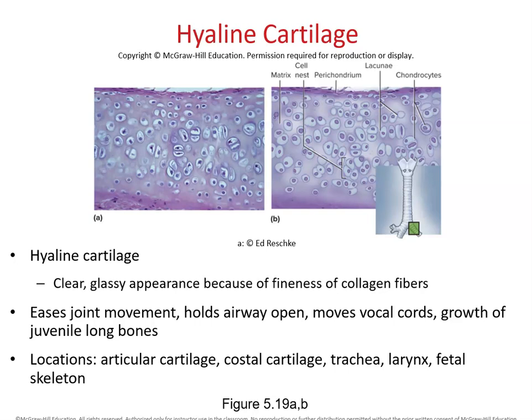So hyaline cartilage is clear, glassy in appearance. This is what helps your joints move, holds your airway open, your trachea, and allows your vocal cords to move. We also find this in the fetal skeleton. It has that clear, glassy appearance because the collagen fibers in it are very, very fine.